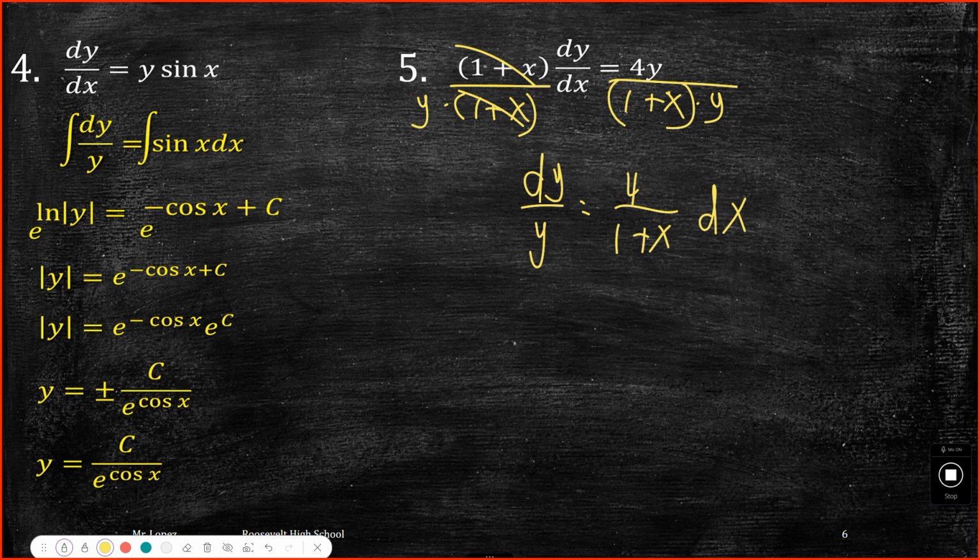Okay. So this is going to be what? ln absolute value of y. What is this going to be?